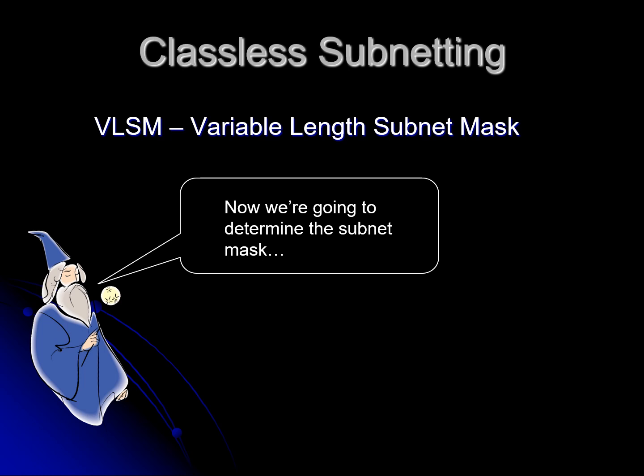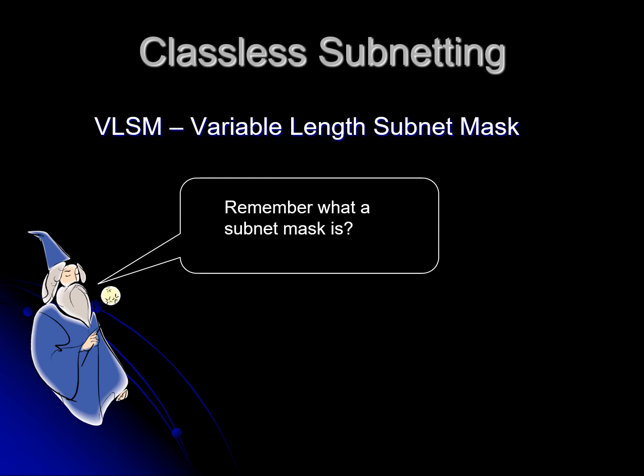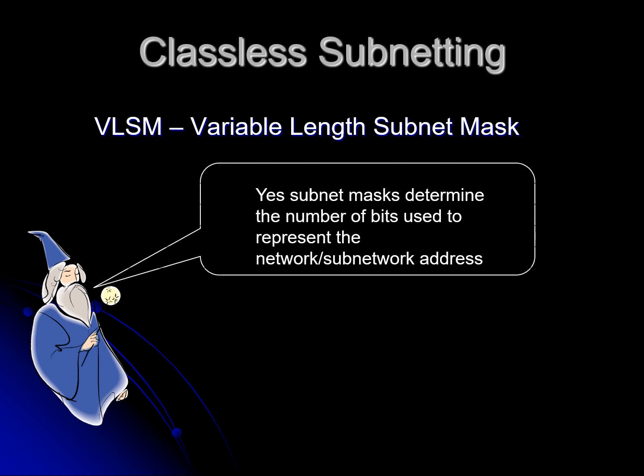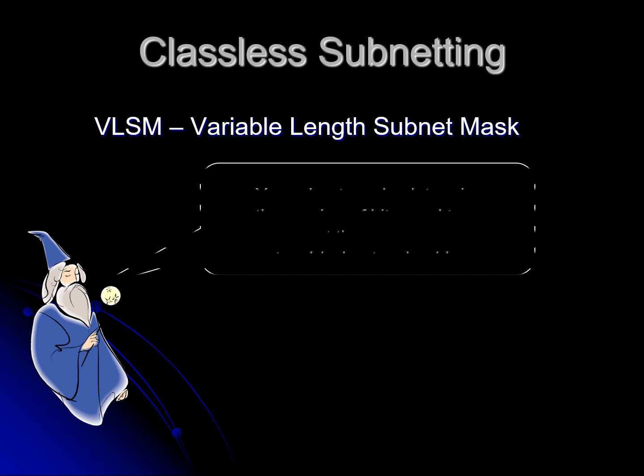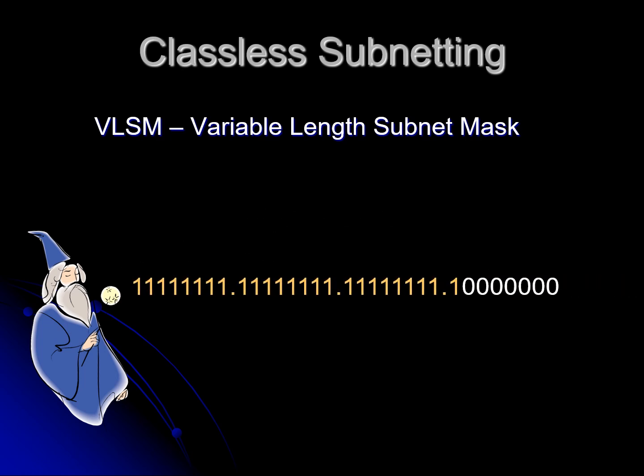Now we're going to determine the subnet mask. Remember what a subnet mask is? Your subnet mask determines the number of bits used to represent the network, your subnetted network address. So for your /25 subnet address, your subnet mask is going to look like so. In decimal, it'll be 255.255.255.128. That's your subnet mask.